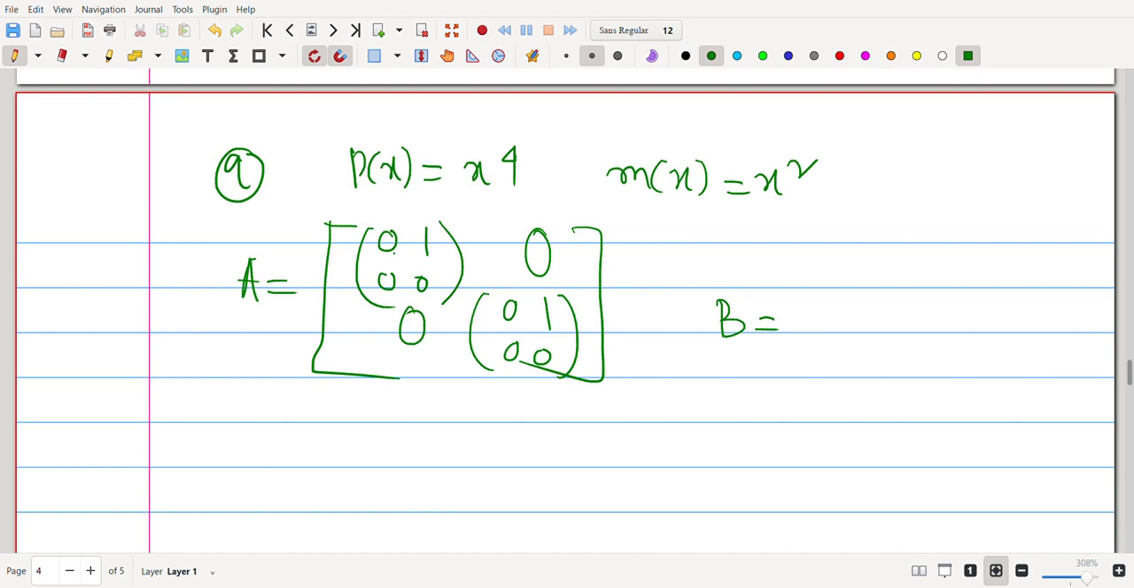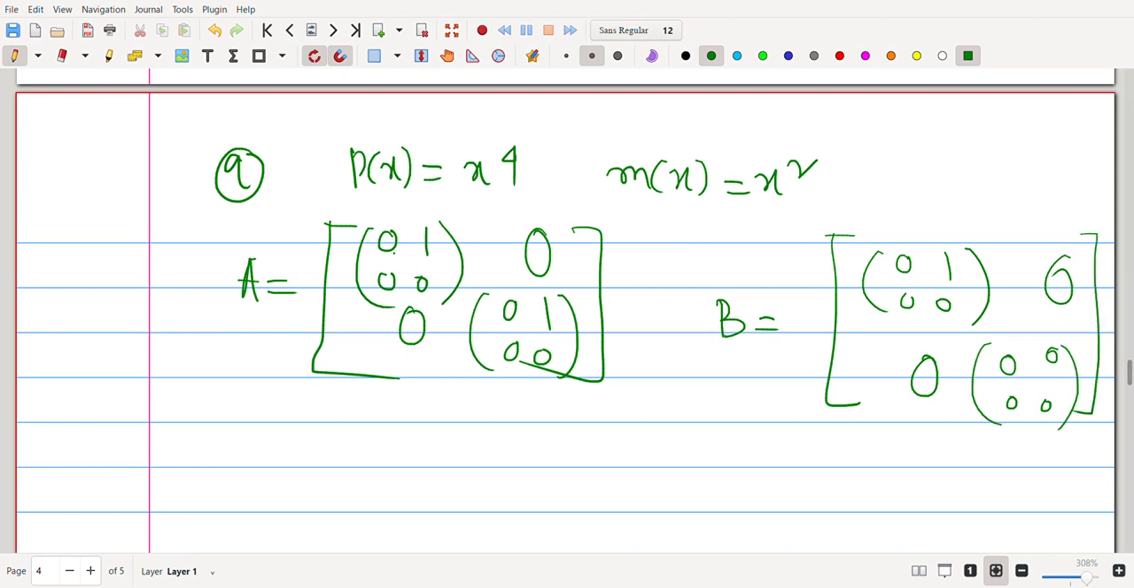So easily we can see that the characteristic polynomial is x to the power 4 and the minimal polynomial is x square, and then take this one. Here also the minimal polynomial is x square and the characteristic polynomial is x to the power 4, but both have different Jordan form. It has two blocks corresponding to 0. It has 2 blocks and 2 1 blocks corresponding to 0. So both are clearly not similar, but their minimal polynomial and characteristic polynomial are the same.